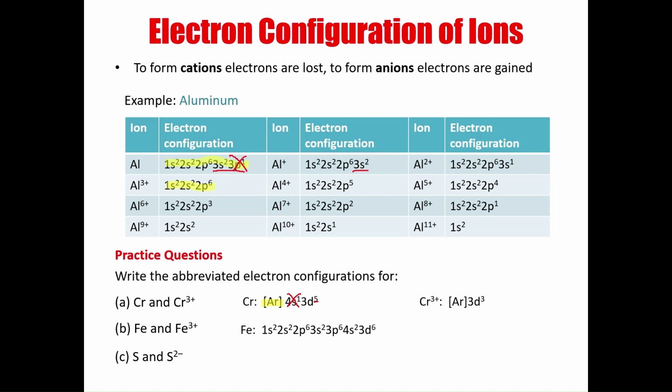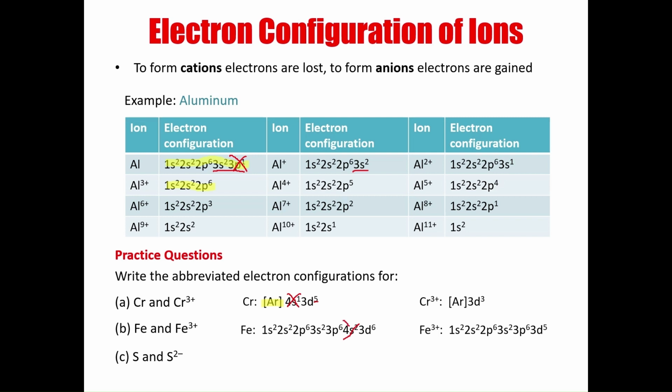Now let's take a look at iron. So this is the electron configuration for iron. What I've chosen to do here is not abbreviate the electron configuration for iron, but of course you could. Now, what is the ion going to look like? What is the electron configuration for iron 3 positive? I'm hoping you've caught it here.